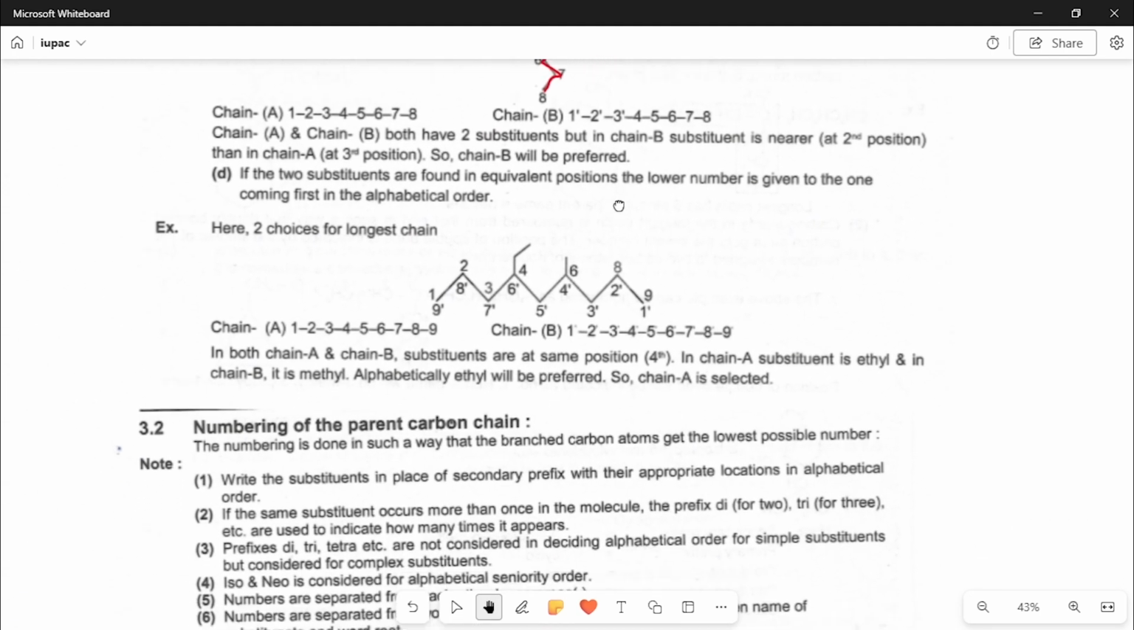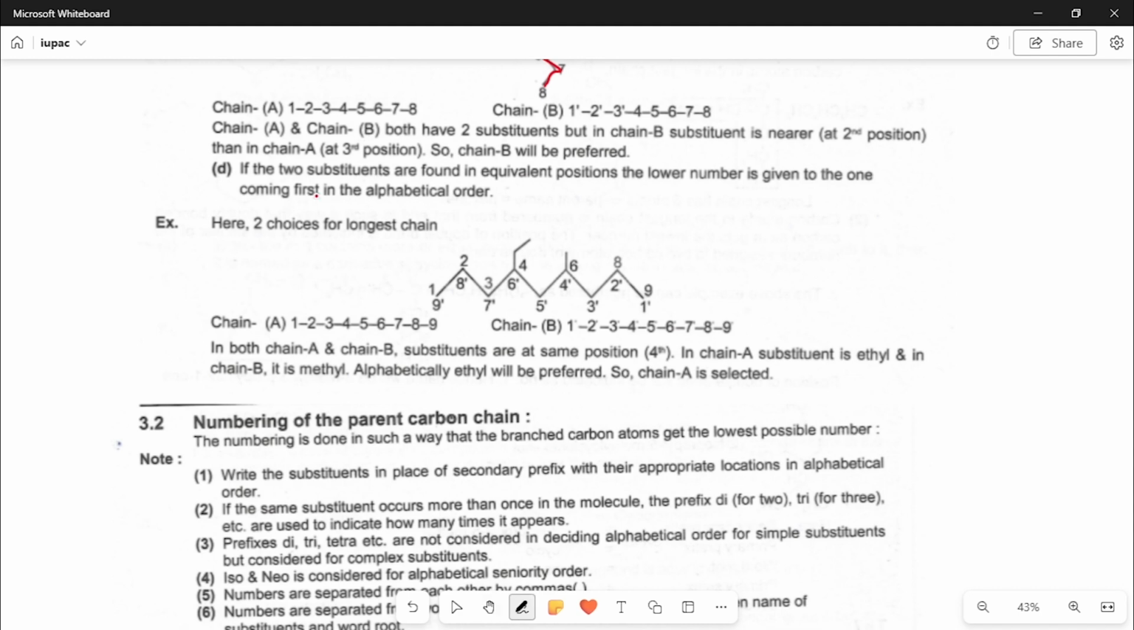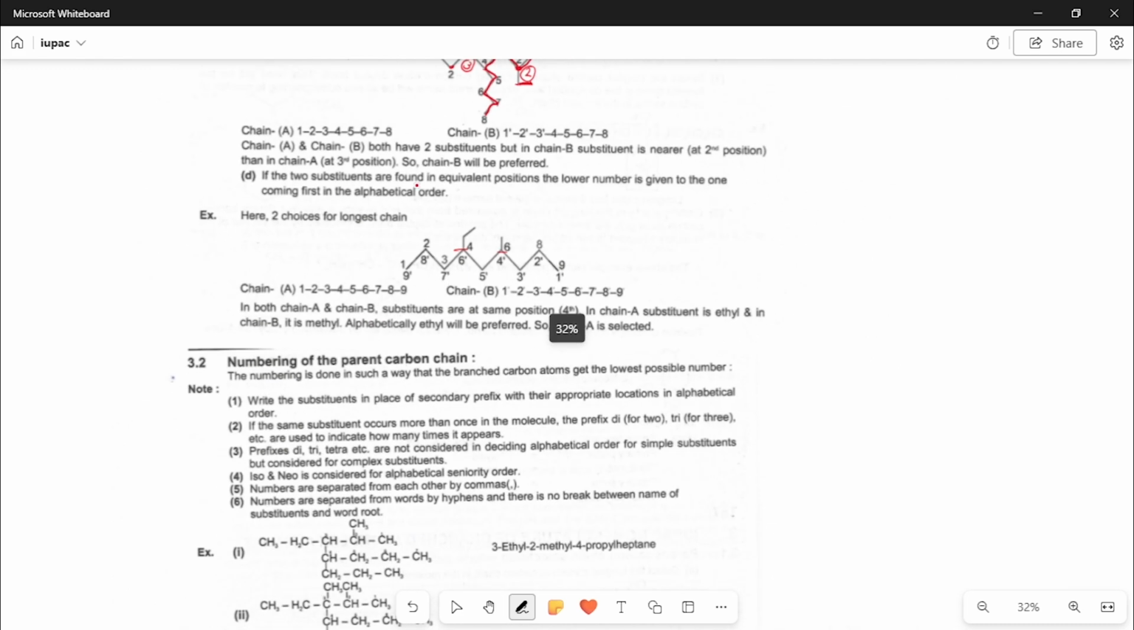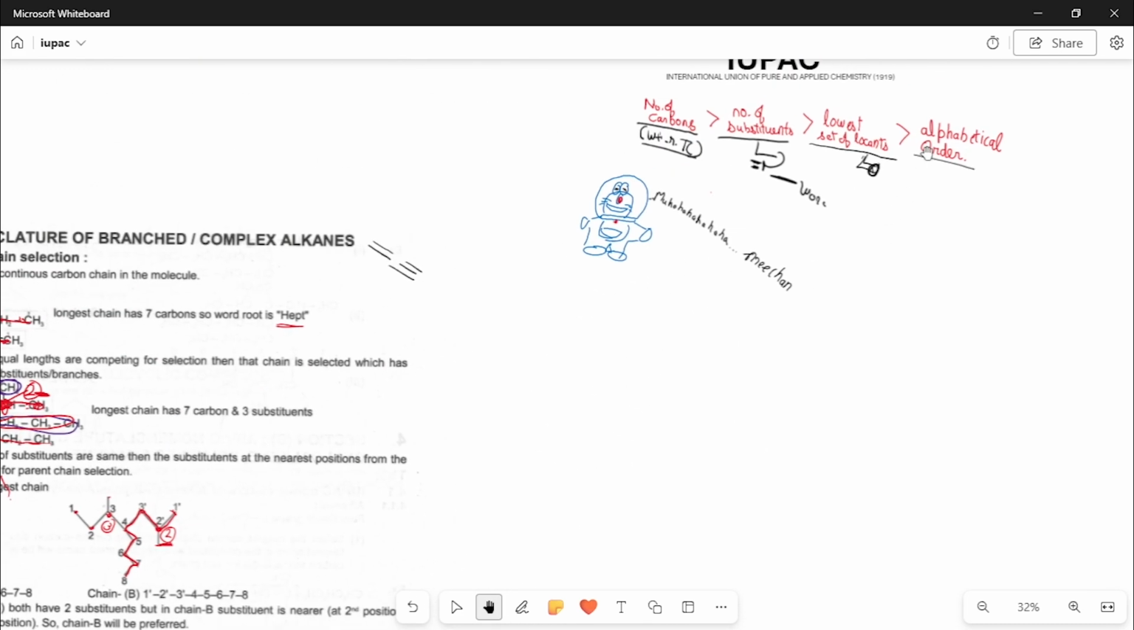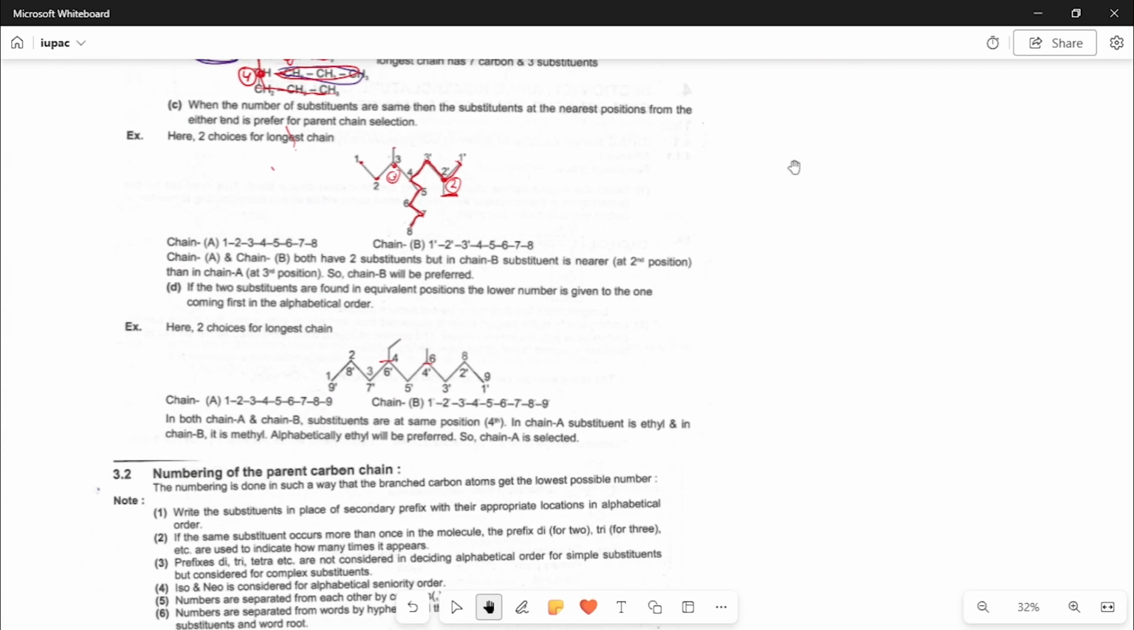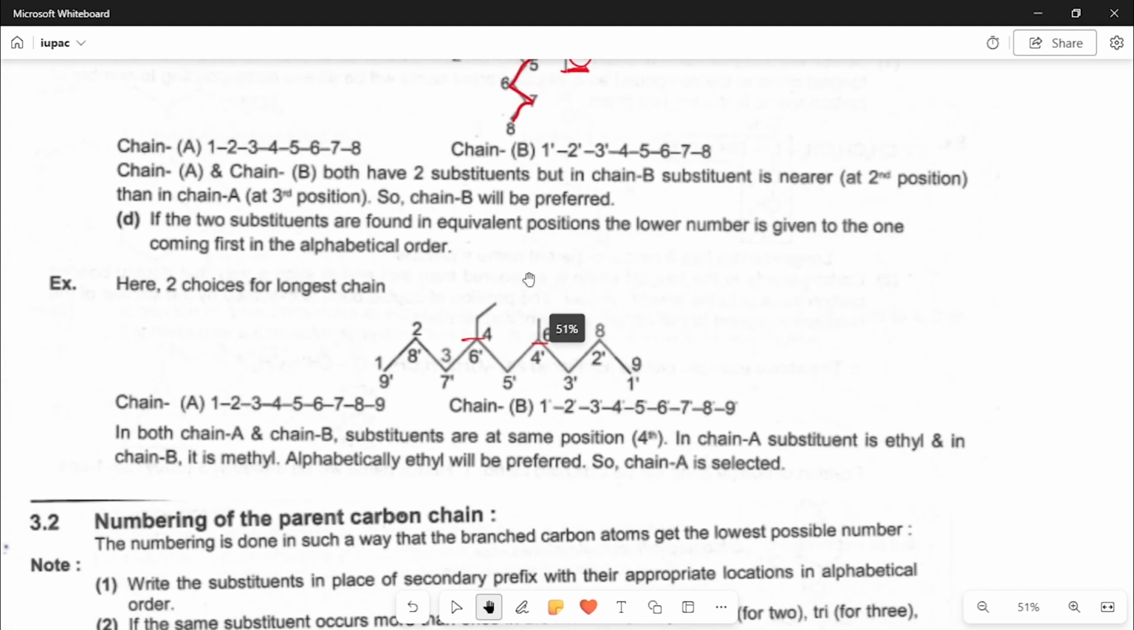Moving further, you can read this. I will provide the PDF. Don't worry. Here are two choices for longest chain. 1, 2, 3, 4, 5, 6, 7, 8, 9, and the same goes backwards. So when the substituents are present on the same position when read from either side of the chain, then we use the last option, which is alphabetical order. Whichever comes first in alphabetical order will be used.